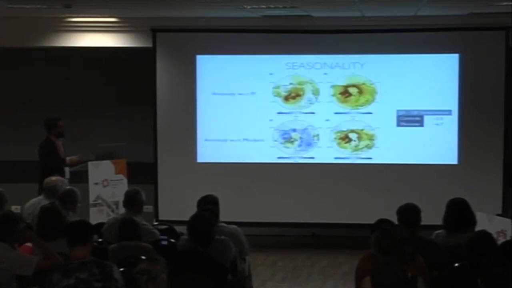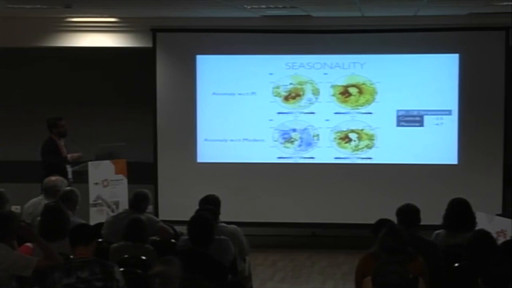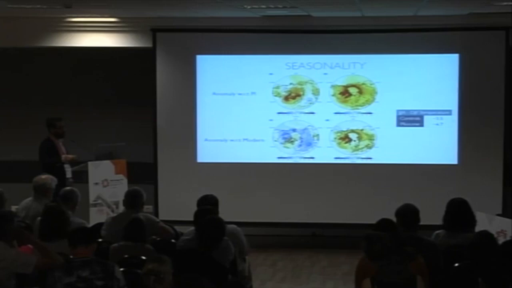Now, if we look at the seasons, I'm showing you the 400 ppm anomaly with respect to PI for DJF and JJA, and in the bottom row the DJF and JJA anomaly with respect to modern. Immediately what pops out at you is that the DJF anomaly with respect to modern is very cold. There is a strange feature here that the continents are colder. I'm going to talk about that feature for the rest of my talk.